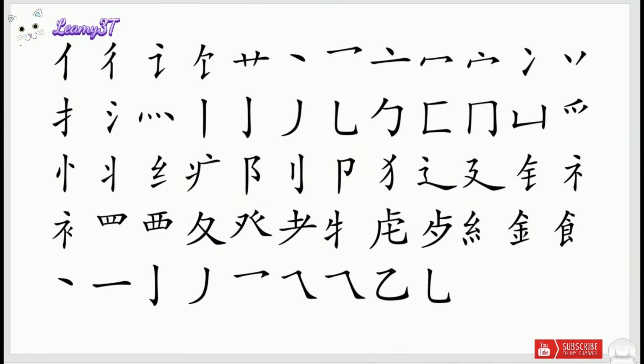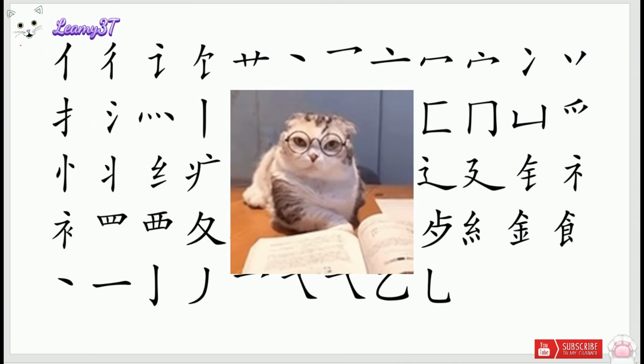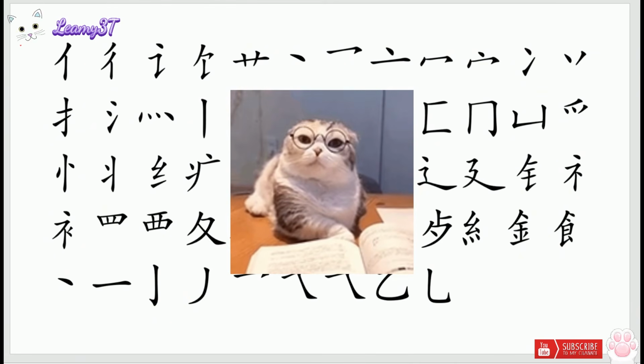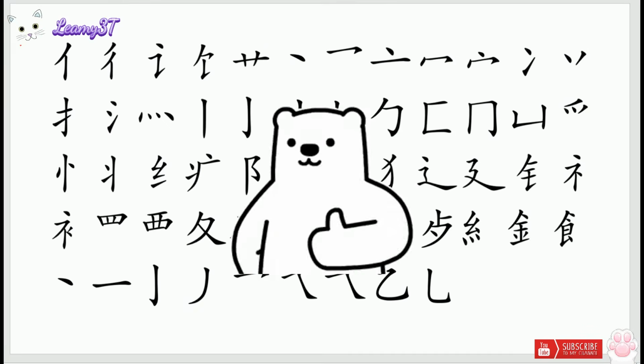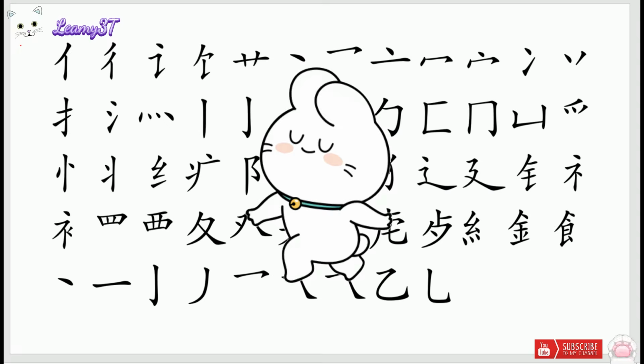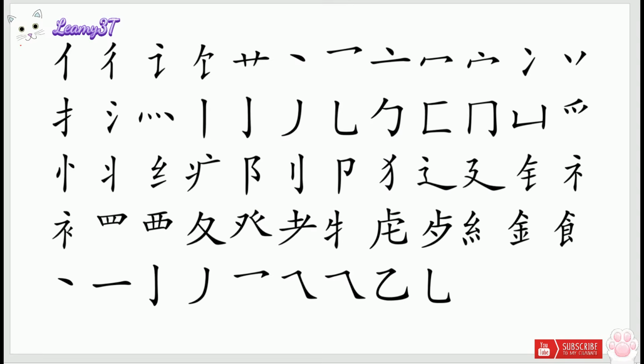Once you have accumulated enough knowledge about writing, even if you encounter a character you haven't learned, you will be able to write by yourself without needing a teacher to teach you each stroke.